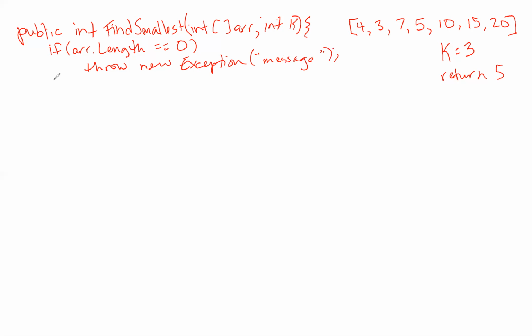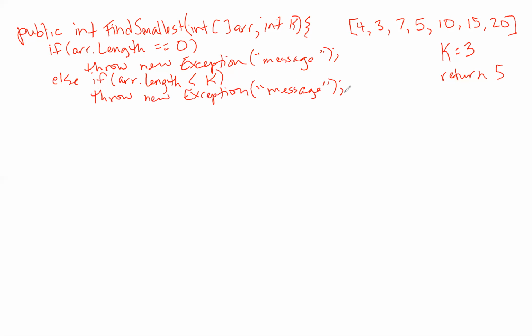Else if array.length is less than k, we also want to throw an exception and give some message that the array is smaller than k, because it would then be impossible to find the kth smallest if there aren't enough elements.